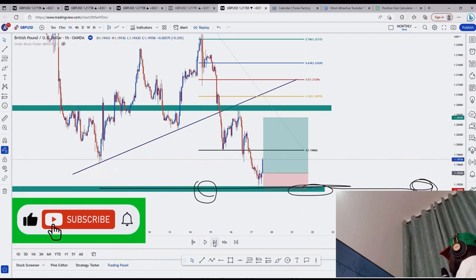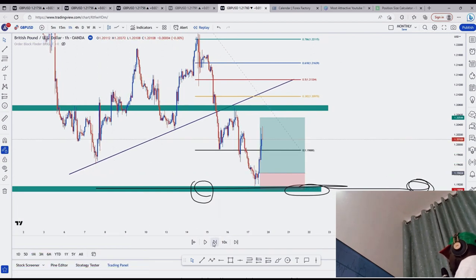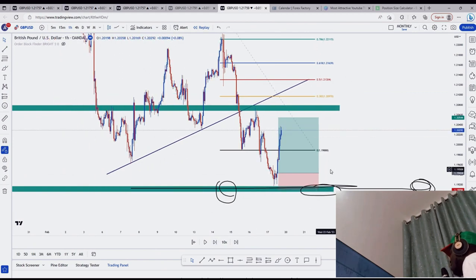You can see the market is already moving in our favor. You can see the market is already approaching our take profit level.